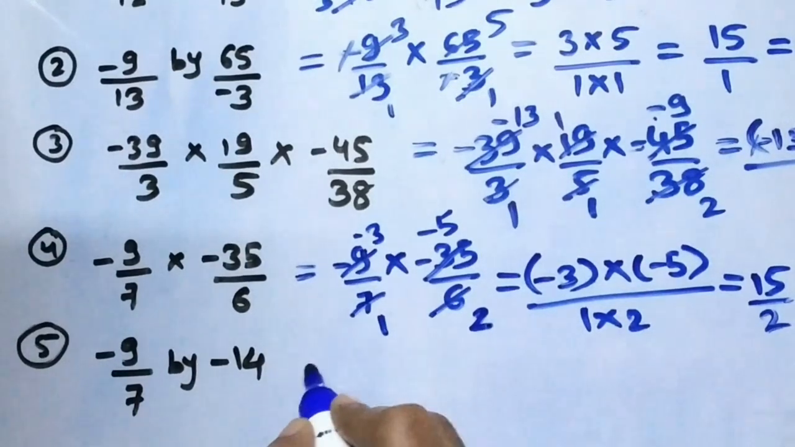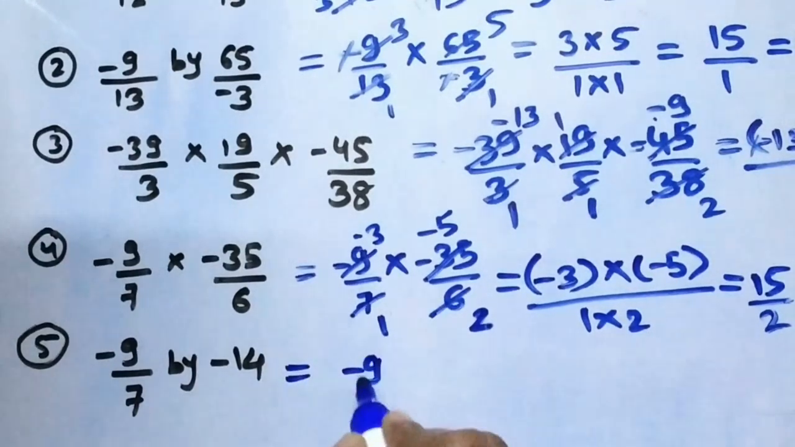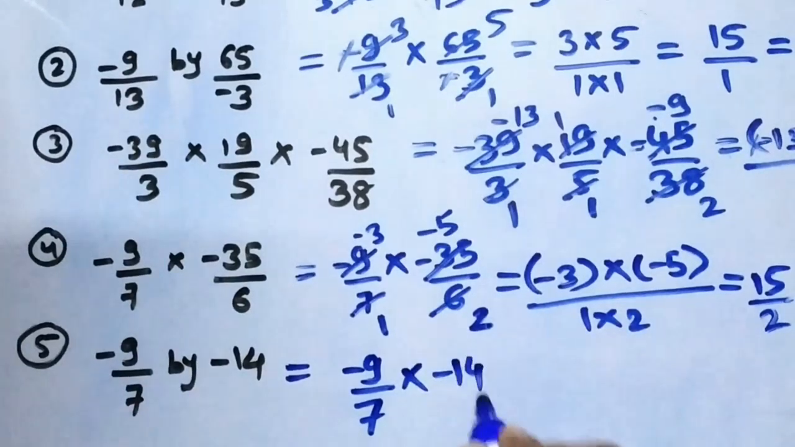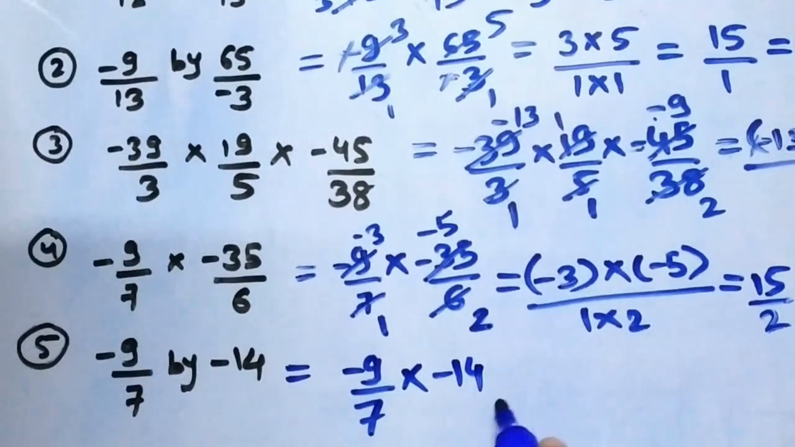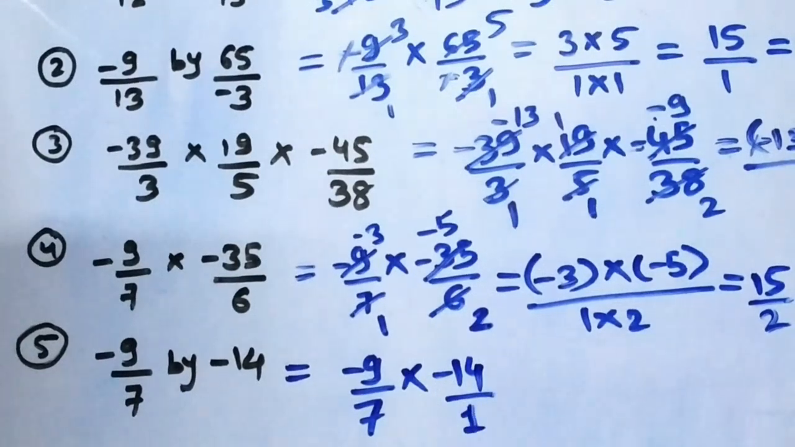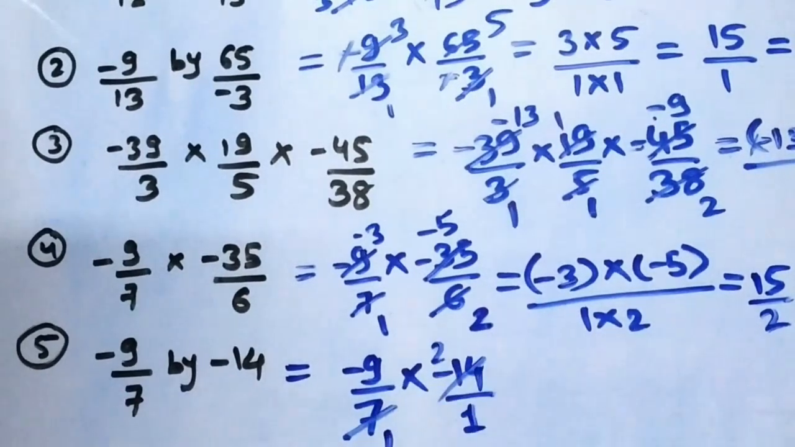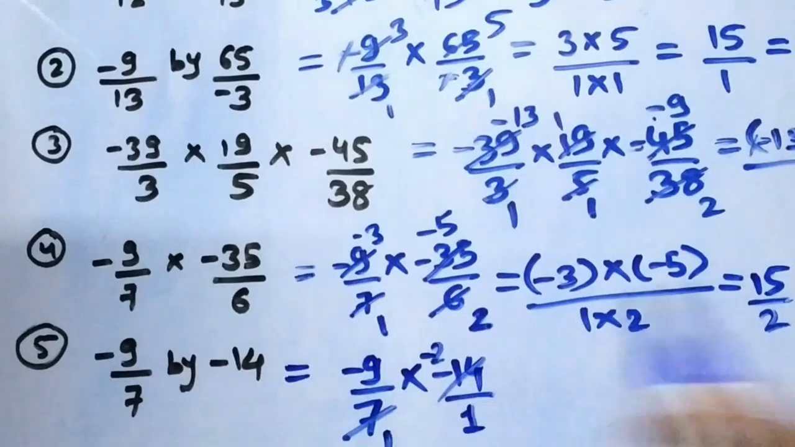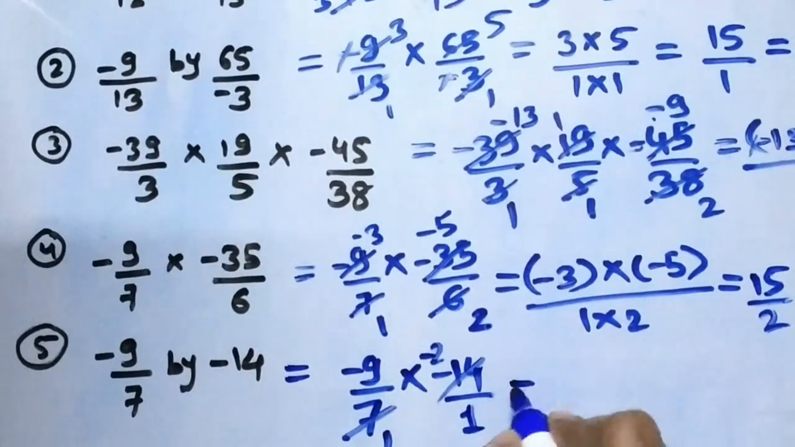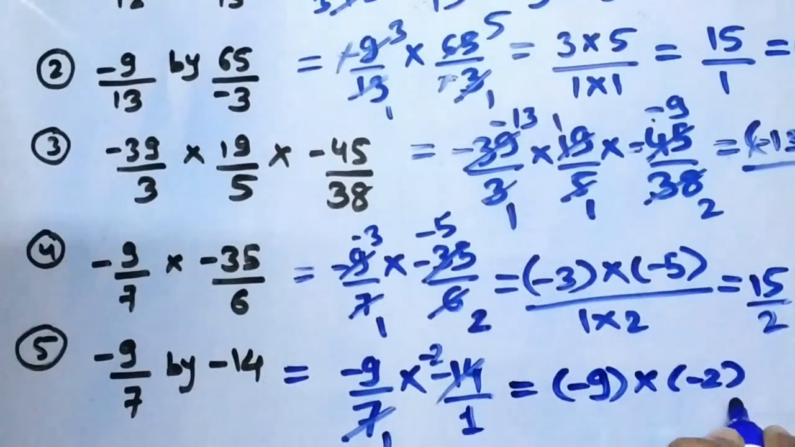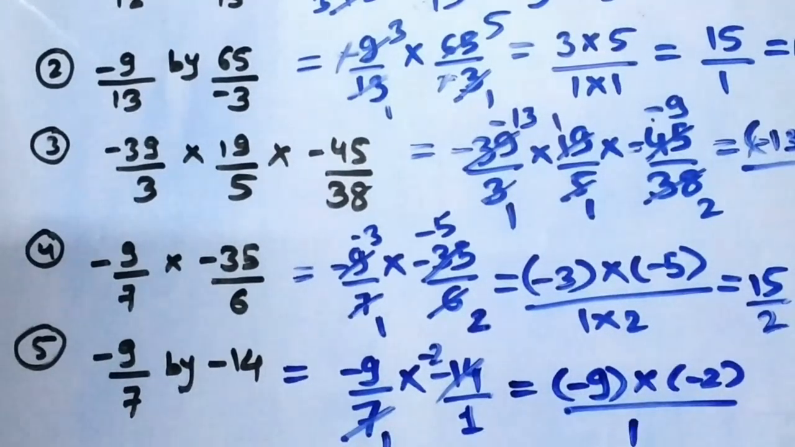Next, friends, minus 9 by 7, you need to multiply by minus 14, and here minus 14 is in division, nothing is there, which means by default 1 is there. So now you can observe here, this 7 and this 14 will go in division. 7 ones are 7, 7 twos are 14, and that 2 will contain the minus sign because of 14. And in the numerator left minus 9 into minus 2. In the denominator there is 1, 1 ones are 1 only.